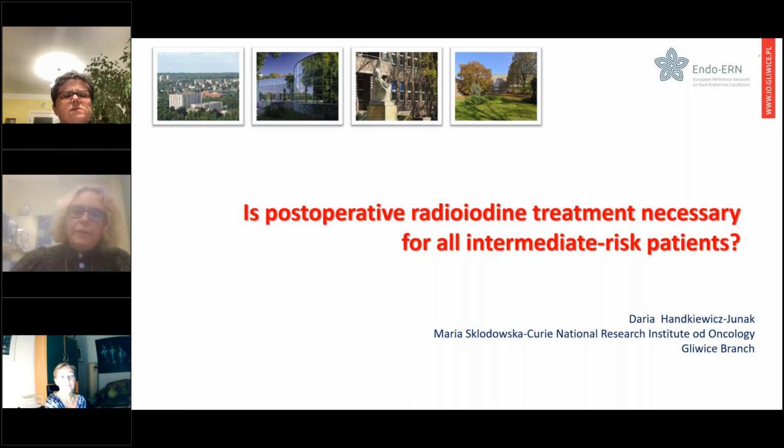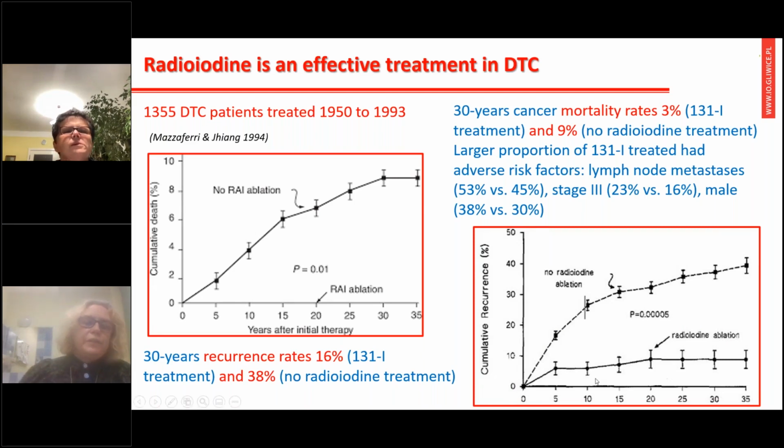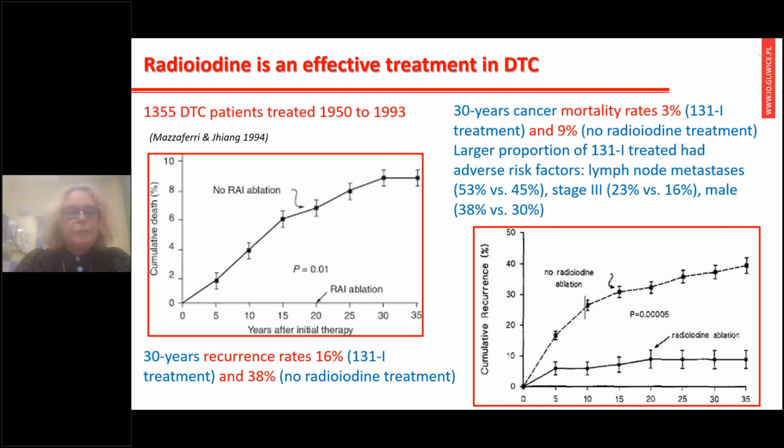To start with radioiodine treatment in intermediate risk differentiated thyroid cancer patients, I would like to start with a pivotal work published some time ago in 1994 by Mazzaferri and Young, which shows that radioiodine really works in differentiated thyroid cancer. If we applied radioiodine after the operation, the recurrence rate was reduced from about 40% in this set of patients to about 16%, and the mortality rates dropped from 9 to 3%. And it was true also although the patients treated with radioiodine had more lymph node metastasis, more stage 3 disease, and more men than women.